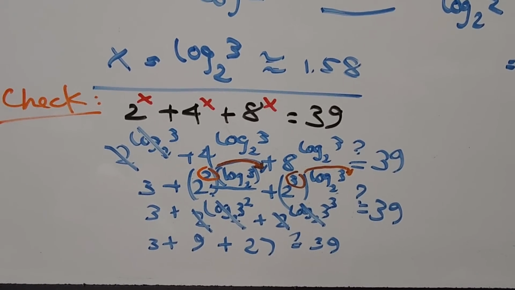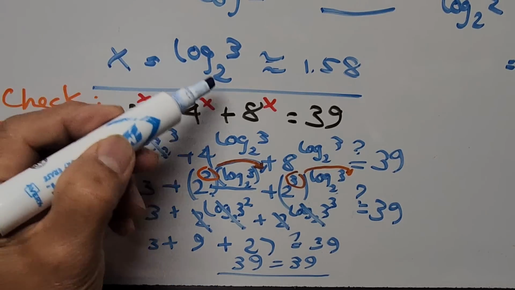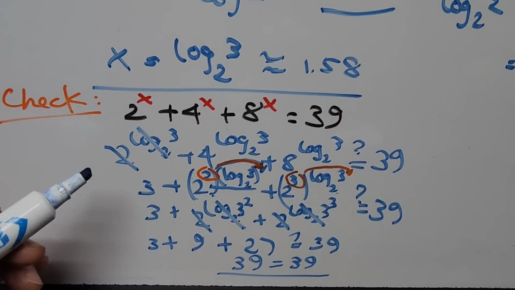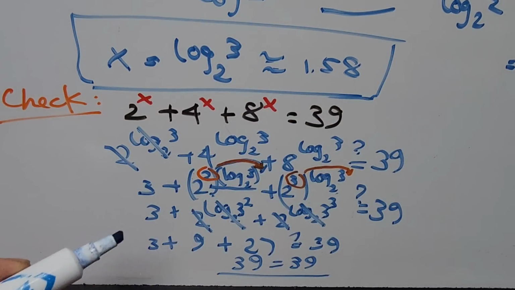So the left hand side, 9 plus 3 is 12, plus 27 is 39. So 39 is equal to 39. So this simply means that the value of x that we found is correct. We have x is equal to log base 2 of 3, or approximately equal to 1.58. So this is now our final answer. And so that's all for now.